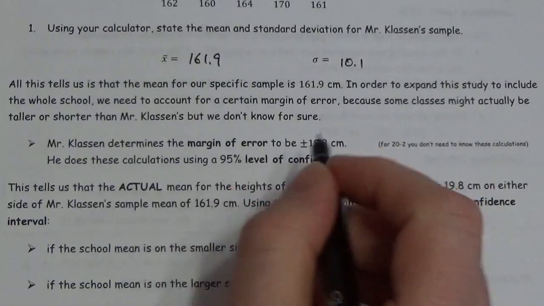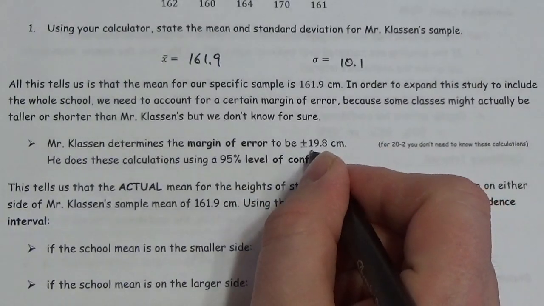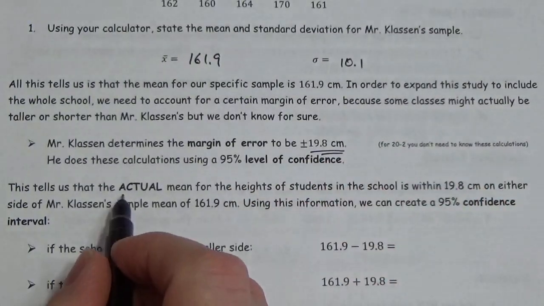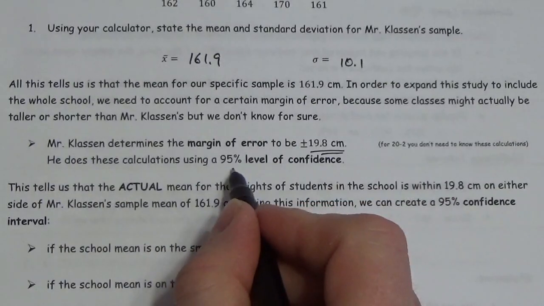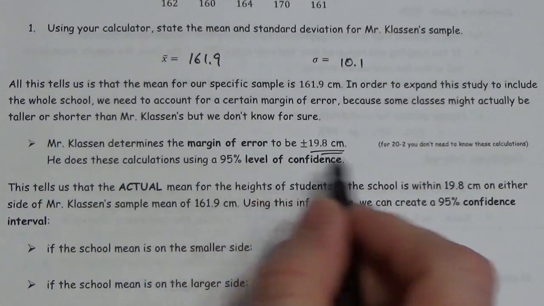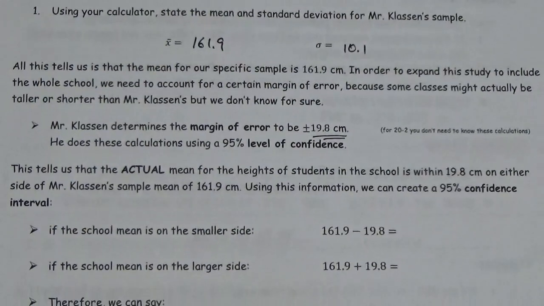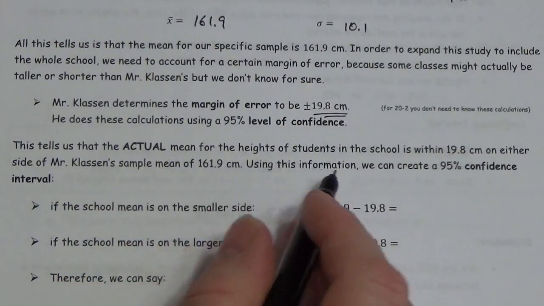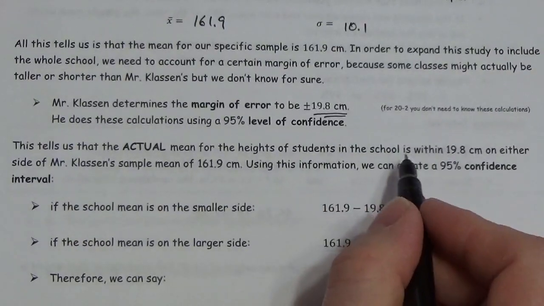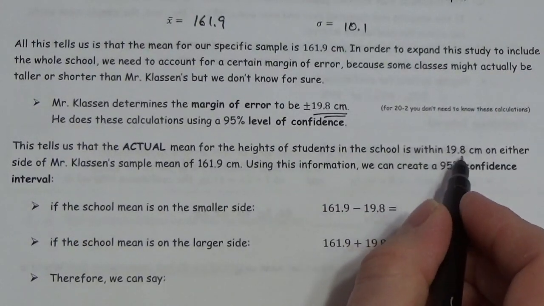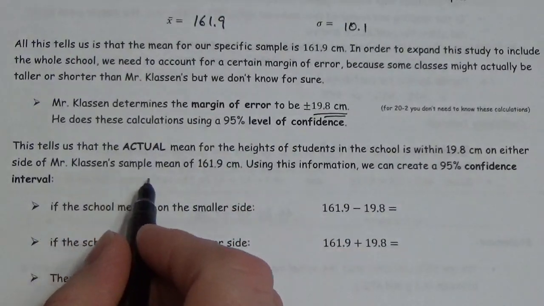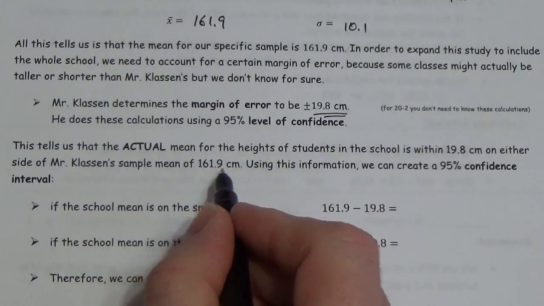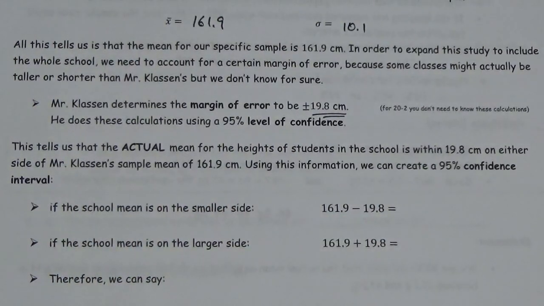And let's say that Mr. Clausen determines that the margin of error is 19.8 centimeters. And that when I do that calculation, that gives me a 95% level of confidence, okay? So this tells us that the actual mean for the heights of the students at the school is within 19.8 centimeters on either side of Mr. Clausen's sample mean of 161.9. So this allows us to get a 95% confidence interval.